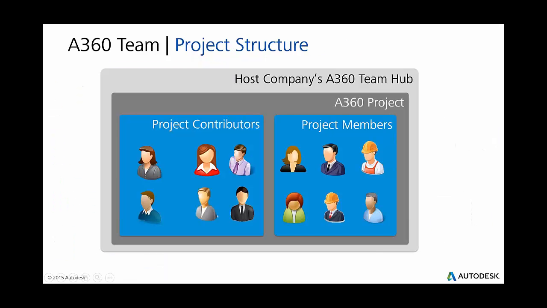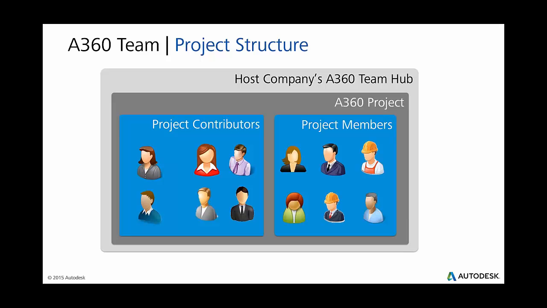So that's the first thing, and the second thing I wanted to talk about is your project structure, how you want to set this up. Typically on a project for Collaboration for Revit, one company is going to host the project, so they have a hub. That's the outer box here. Inside of that hub, you've got a project, and that's the project that's going to contain the Revit model.